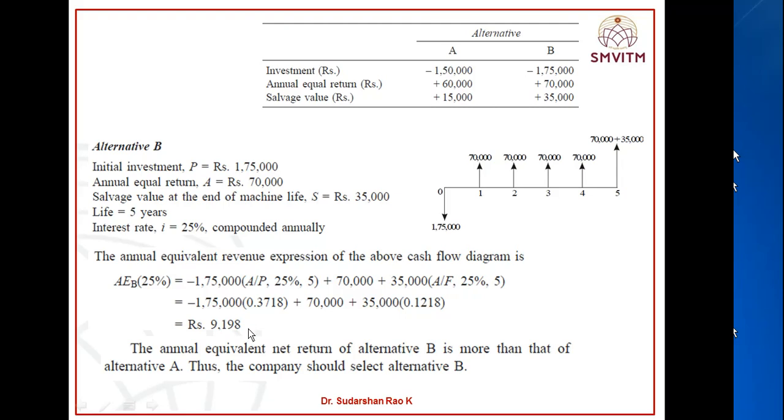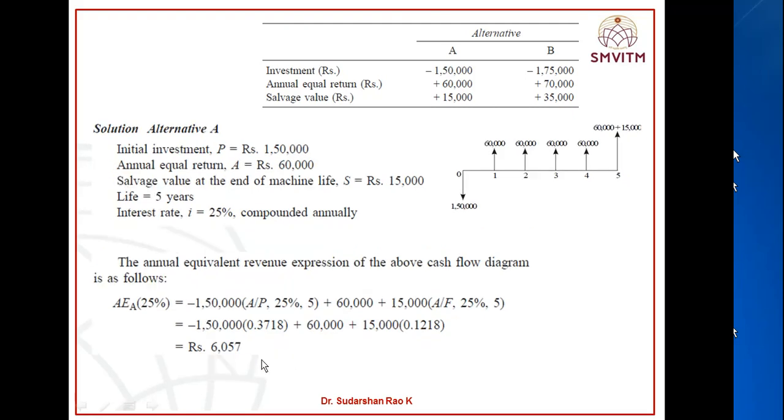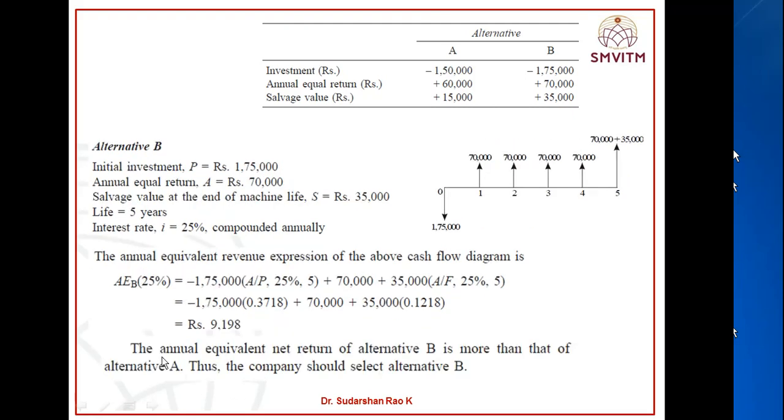The annual equivalent return of alternative B is more than that of alternative A, therefore the company should select alternative B, with 9,198, whereas alternative A is 6,057. The annual return of 9,198 is more compared to A, therefore B is preferred. This is an annual worth comparison, just like a present worth comparison, of two or more alternatives.